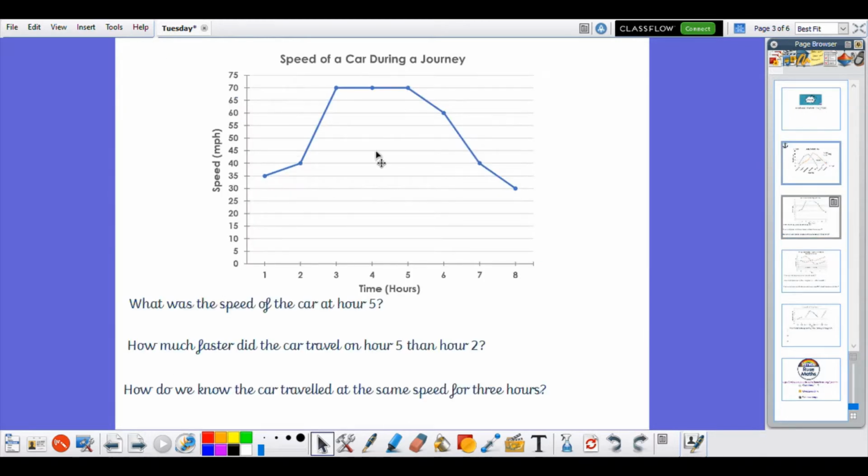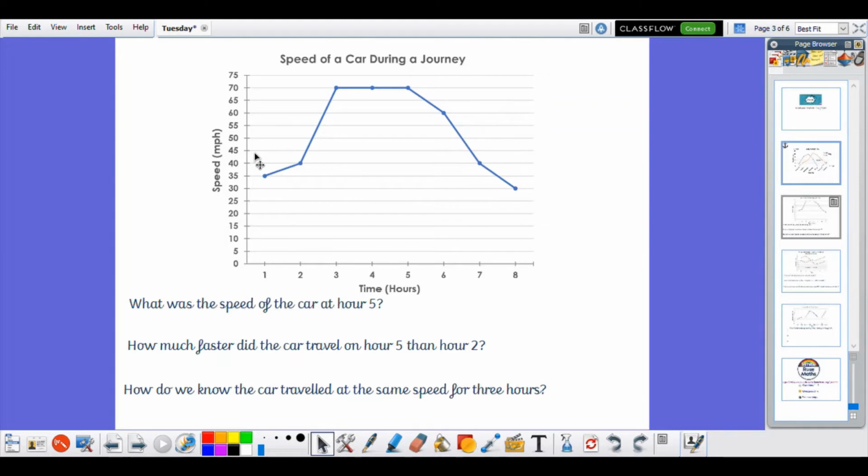So this graph here shows the speed of a car during a journey. On the x-axis, we've got the time in hours, and up on the y-axis, we've got the speed in miles per hour. Okay, so this is what your learning is going to be a little bit like today. You're going to have a graph, and you're going to have some questions to answer about it. So the first question asks, what was the speed of the car at 5 hours?